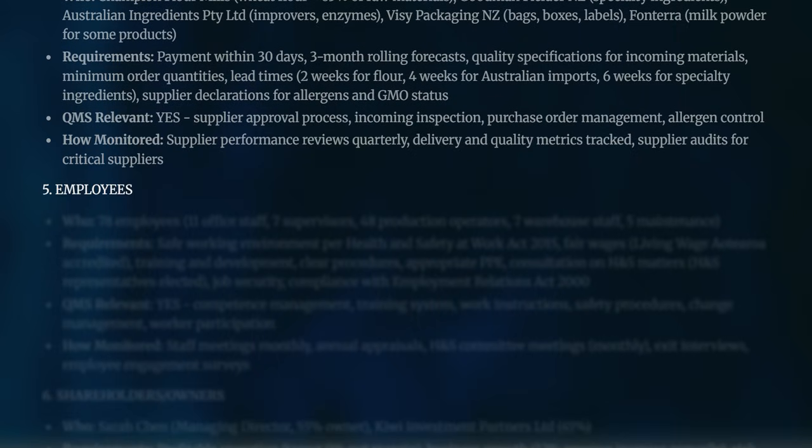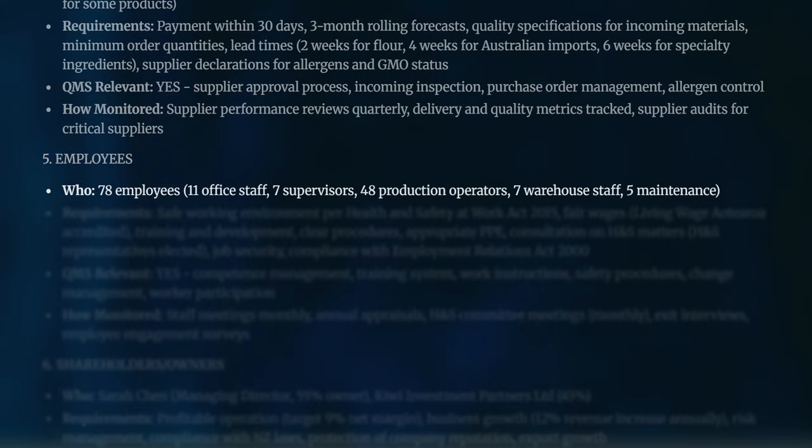The fifth interested party are employees. Who are the employees here? For our exemplar company, they have 78 employees, from which 11 are office staff, 7 are supervisors, 48 are production operations, 7 are warehouse staff, and 5 are maintenance. So again, you need to list down the same way. In your employees' interested parties, you list down and you divide them by the functions.